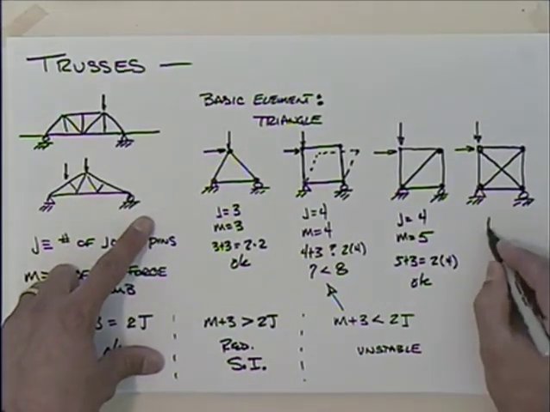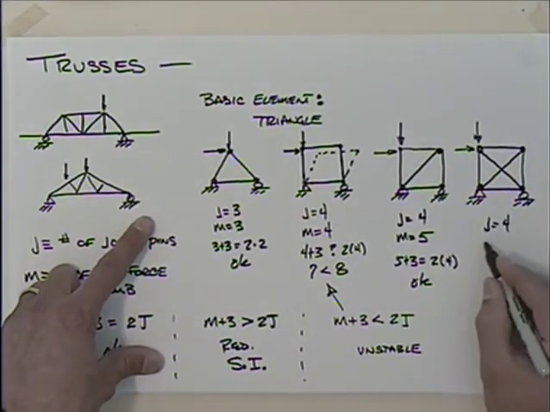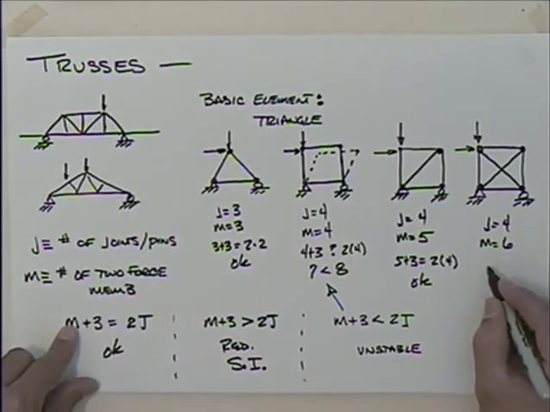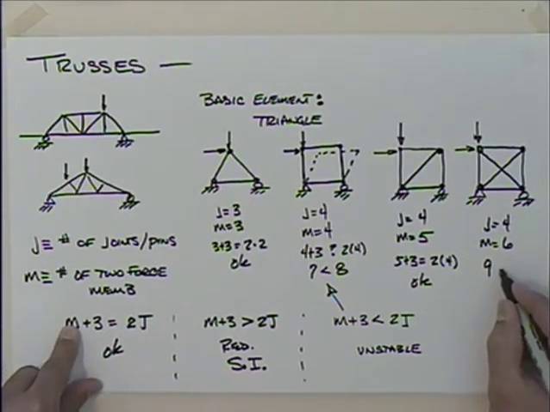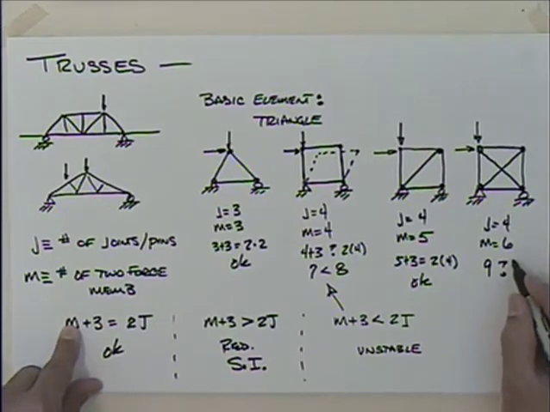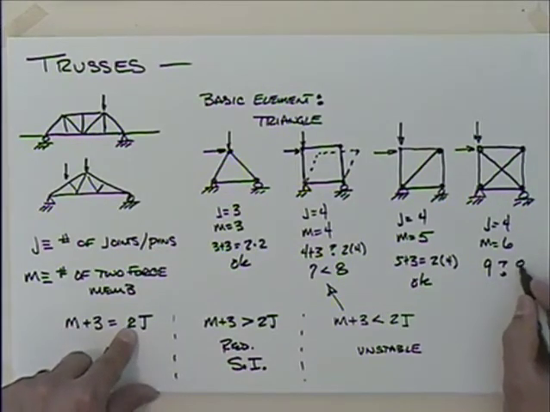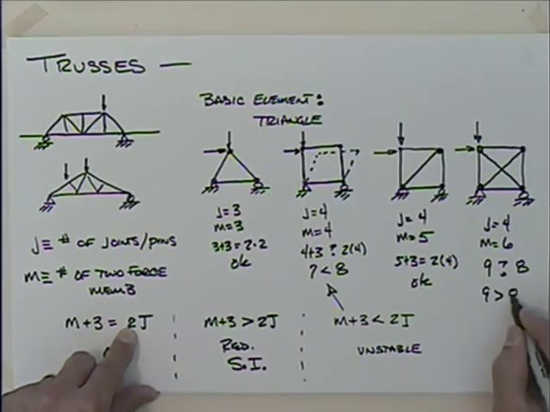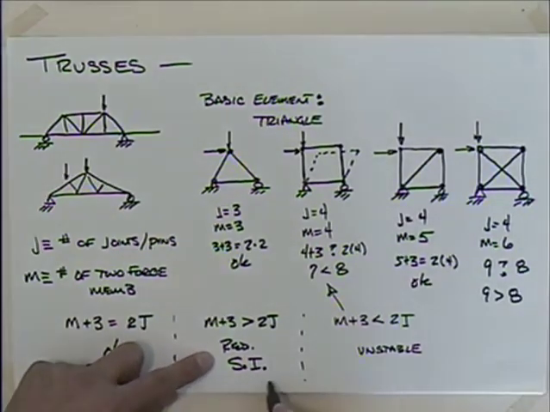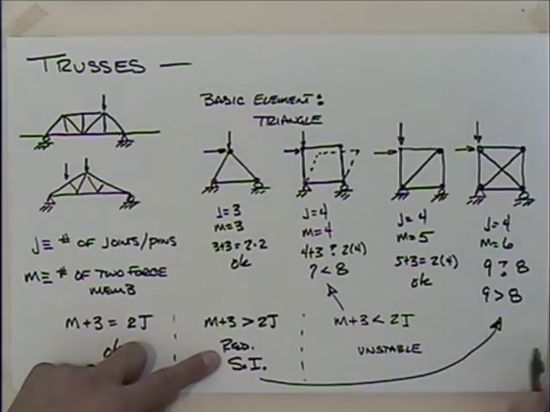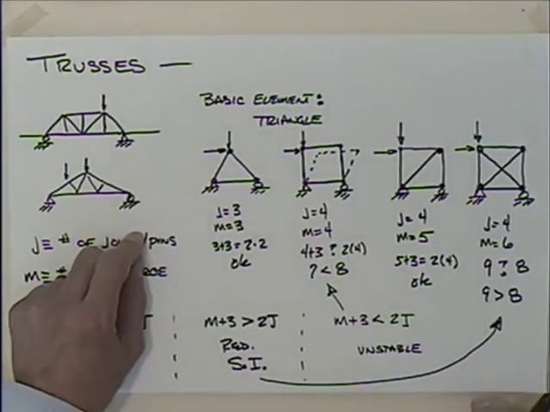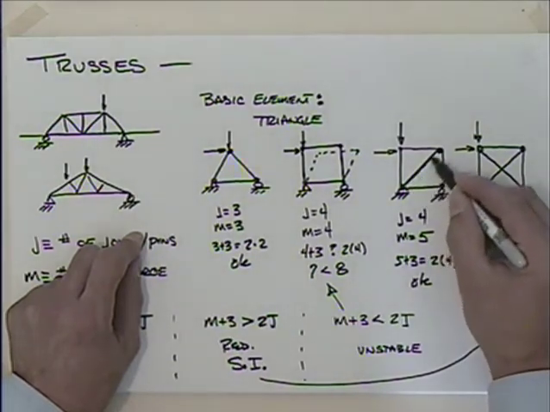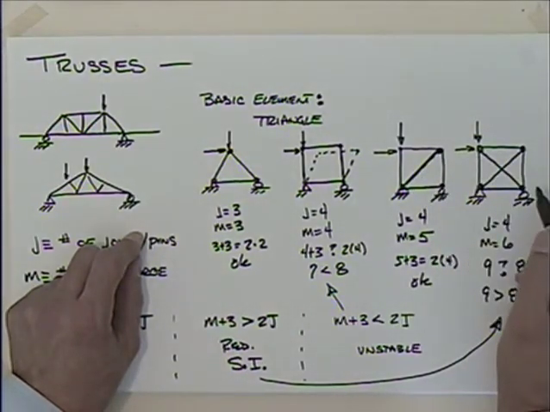What do we have here? Well, j is still equal to 4. M now has gone to 6, so I have 9 is related to what? 2 times j is 8, or 9 is greater than 8, so I'm back here with this one. Statically indeterminate, right? Okay, I couldn't really analyze it because it's over-constrained. This one was enough. When we added one more, it's over-constrained.